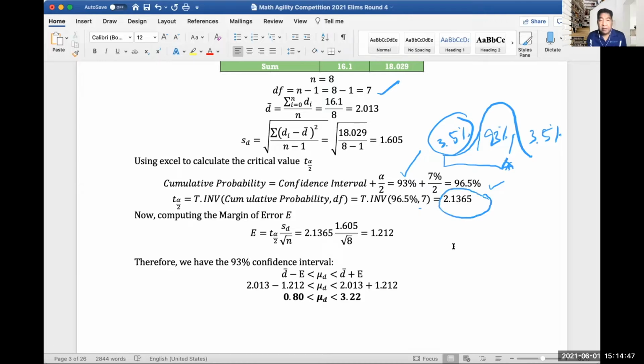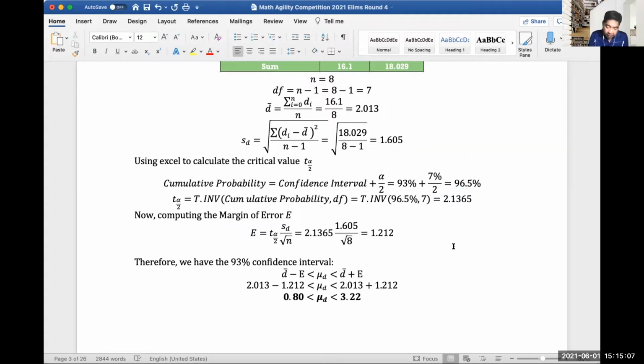Okay, so now we solved the average, the standard deviation, and the critical value. Now we're computing the margin of error, right? The margin of error is the critical value times the standard deviation over the square root of the sample size. So this is our formula for computing the margin of error E. Since we know the critical value of 2.1365, our standard deviation of 1.605, and our number of samples, which is 8, so square root of 8, we got 1.212.